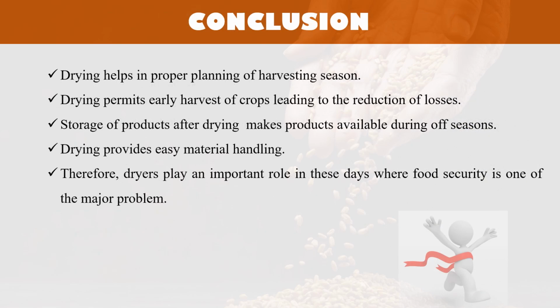Coming to the conclusion, drying helps in proper planning of the harvesting season. It permits early harvest of crops, leading to the reduction of losses. Storage of products after drying makes products available during off-season. It provides easy material handling. Also, the optimum moisture content of grains should be 14% or less.